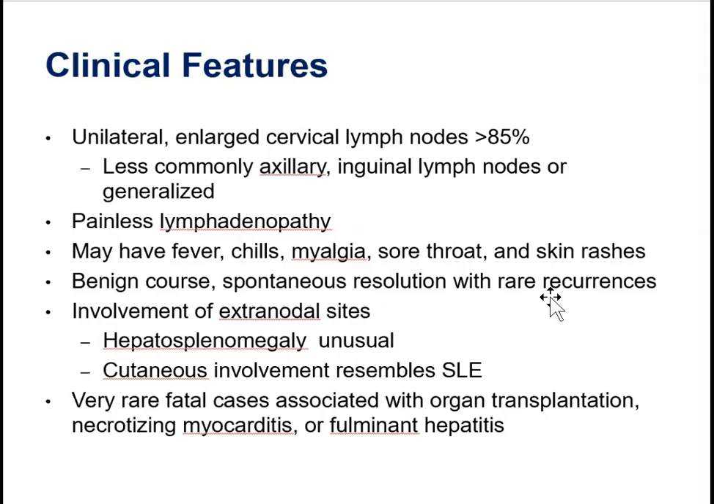Hepatosplenomegaly is uncommon. Now, if there is cutaneous involvement as well, one must be careful to consider the differential diagnosis of SLE, because lupus lymphadenitis may display very similar histological features, except for the presence of fibrinoid necrosis, but that may not be seen all the time. So lupus lymphadenitis must always be considered whenever we make a diagnosis of Kikuchi lymphadenitis.